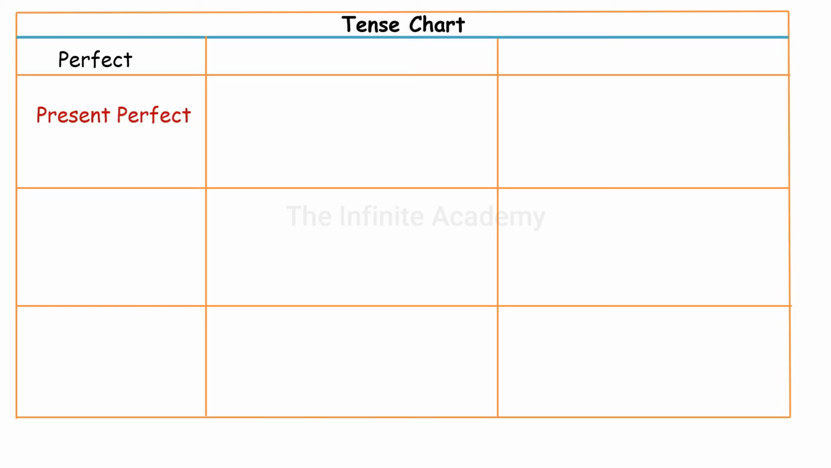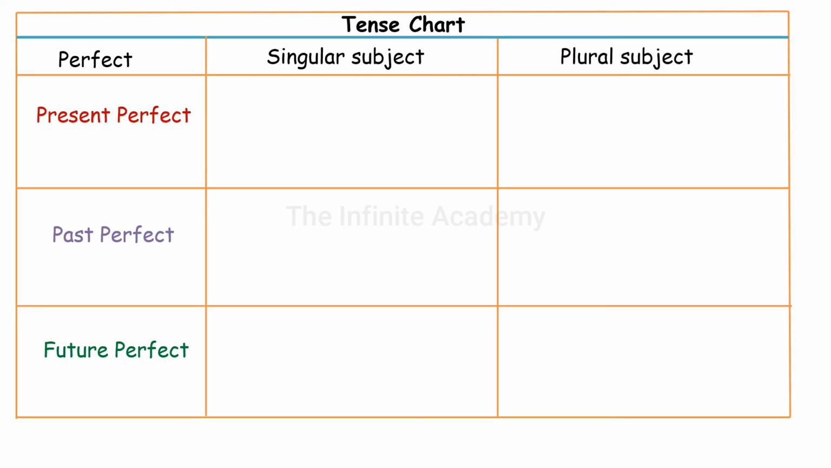There are three aspects in perfect tense: present perfect, past perfect, and future perfect. Perfect tenses are typically used to talk about actions that are completed in the present or a particular point in the past or future. Here the sentence begins with the subject plus has or have plus verb in its participle form or V3 form. I have played.